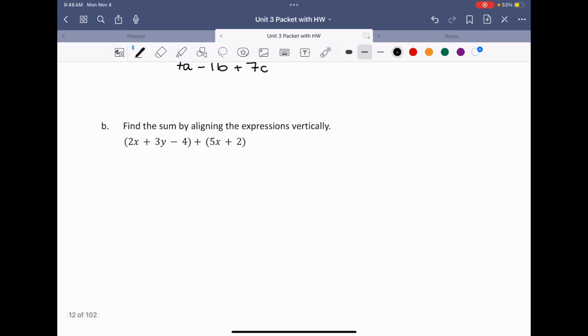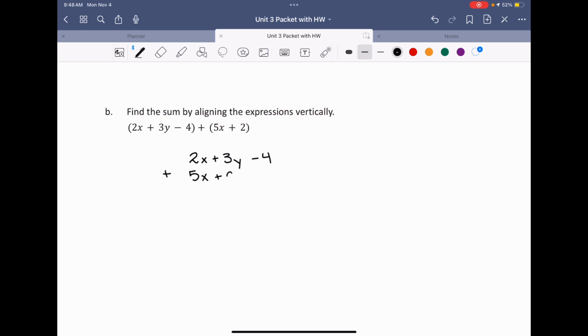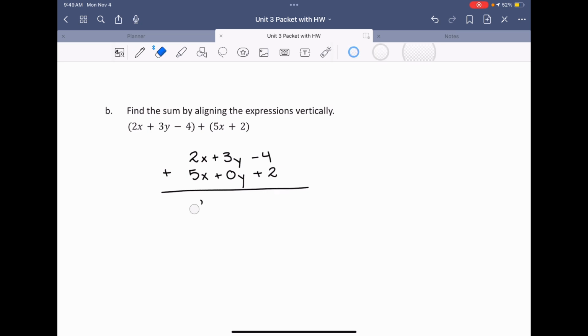Let's try it again. So I'm going to line them up vertically, 2x plus 3y minus 4. Now what happens here is I have a 5x, but I don't have a term with a y, so I'm going to leave that blank. Or if you want to, you could put plus 0y, because 0 isn't going to change anything, and then the plus 2. So now I'm going to add them. 5 plus 2 would be 7. So 7x plus 3y minus 2.